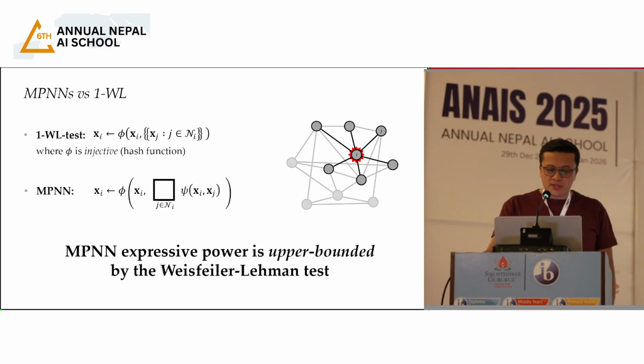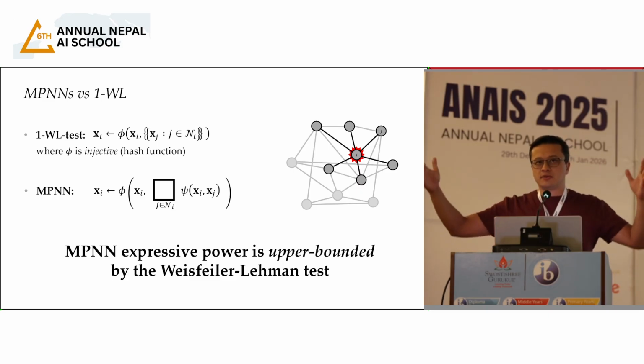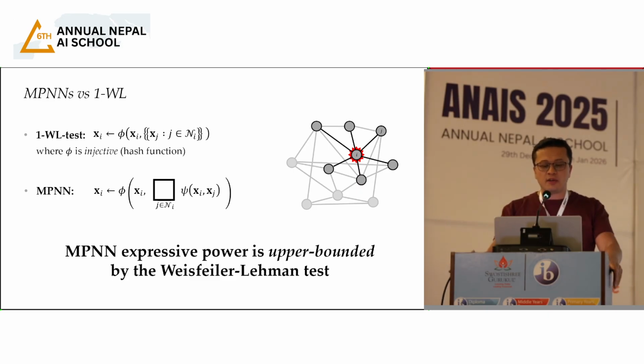When we look at the message passing neural network, we see two differences. Yes, we still look at the multiset, the features of the neighbors, but we have to choose an aggregation operator, right?